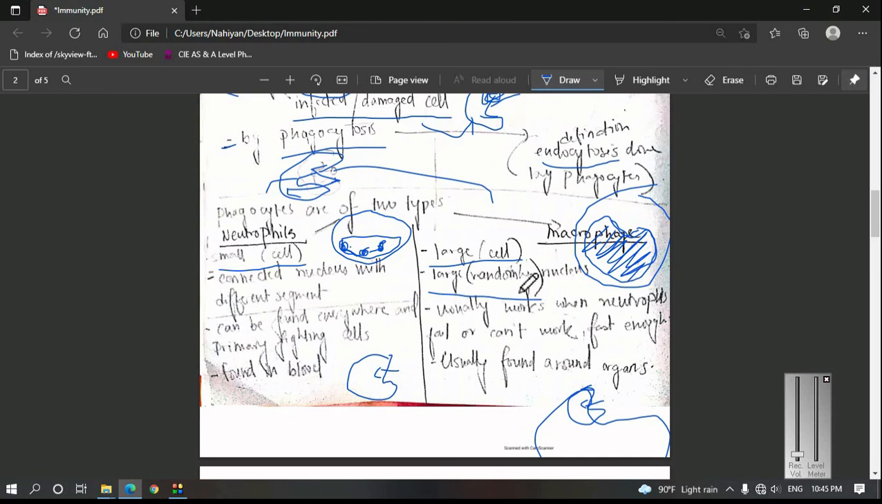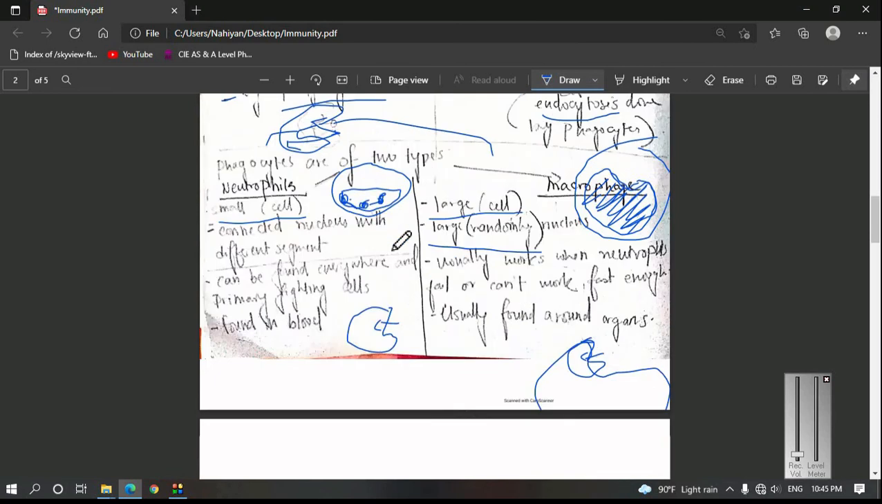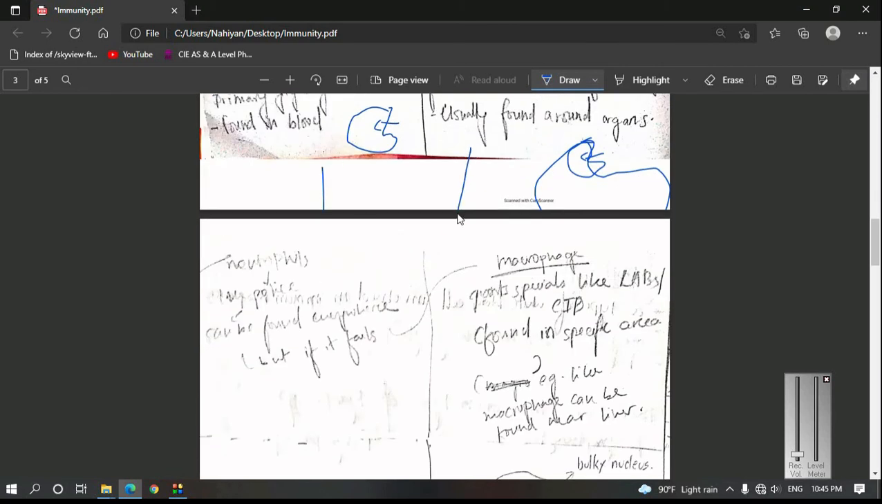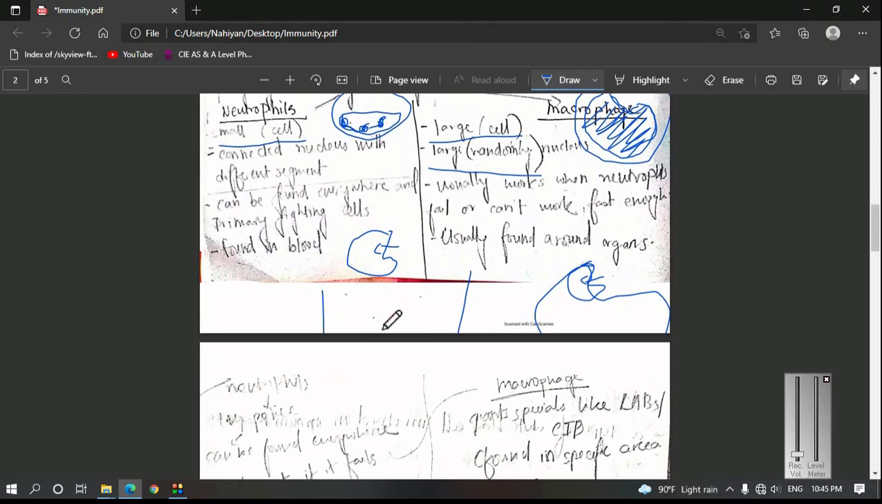And the other main difference is that neutrophils are actually found everywhere, in the body, in the blood. They are the ones who start the fighting. They lie around, and they're the primary fighting cells. So initially, they are the ones who start the engulfing and the attacking of the pathogen.